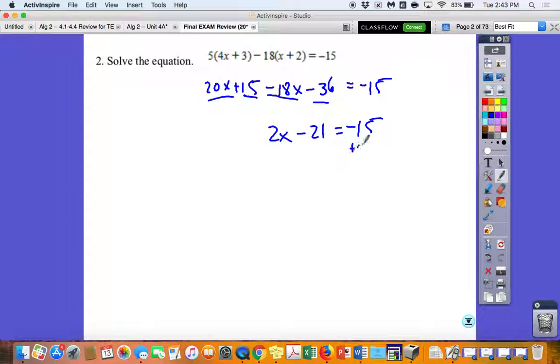All right, so add the 21 to the other side. So let's see here, 21 minus, I know that, that's 6. Okay, so divide that out, I got x is 3. And there's nothing restricting that value, so that's good.